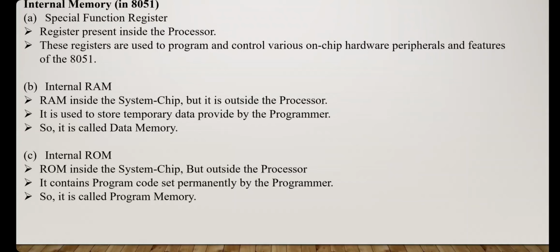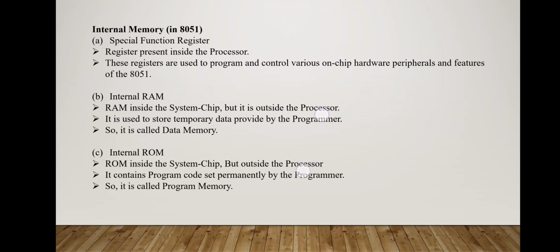Now we have internal ROM. It is of size 4 kilobyte, inside the system chip but outside the processor. It contains the program set permanently by the programmer, so this is permanent program code, whereas the RAM is temporary data memory. So it is called program memory. These are the three memory types of 8051. Now we can discuss each in detail.